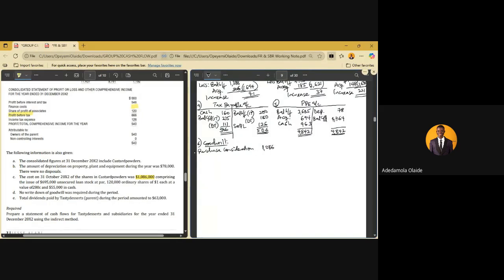1086. Then, since it's a wholly owned subsidiary, there will be no NCI. So the next thing to do is to less fair value of net assets. However, you can also just write NCI there and put it as nil, just to show them that you understand the NCI is supposed to be there. But since it's a fully owned subsidiary, there will be no need for it.